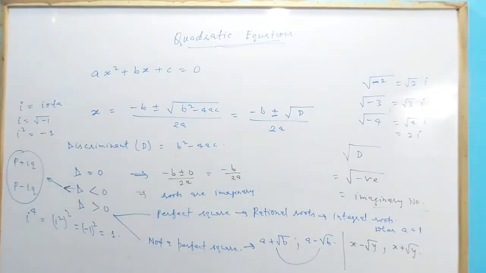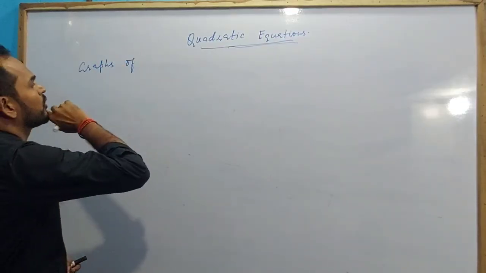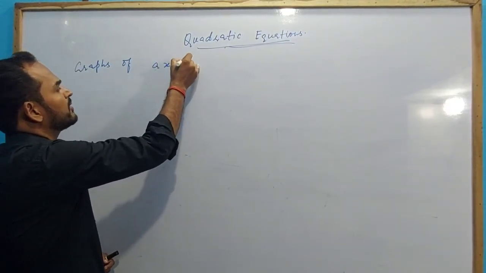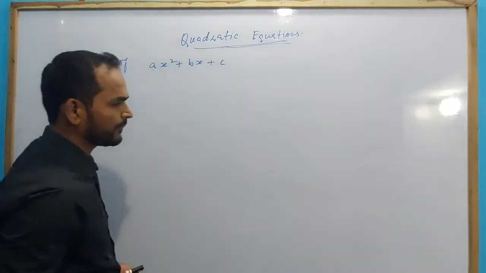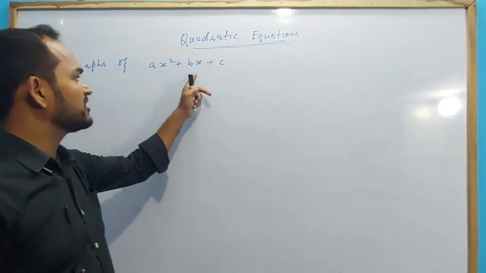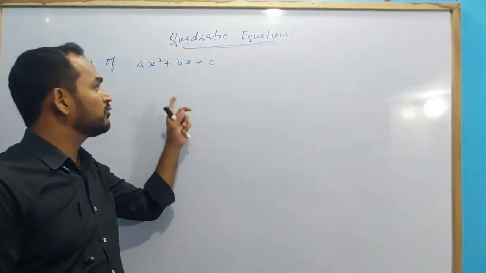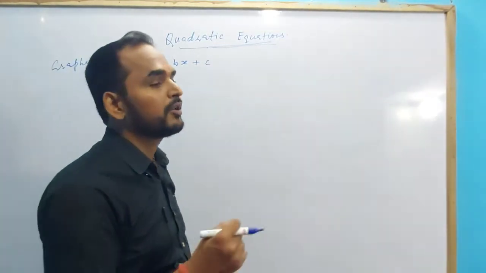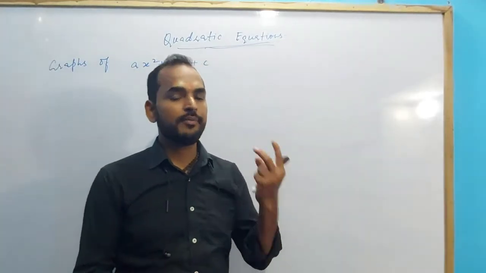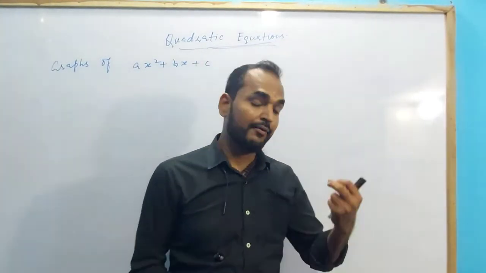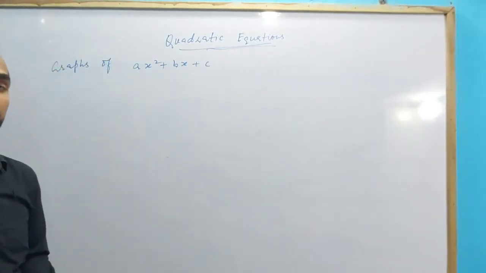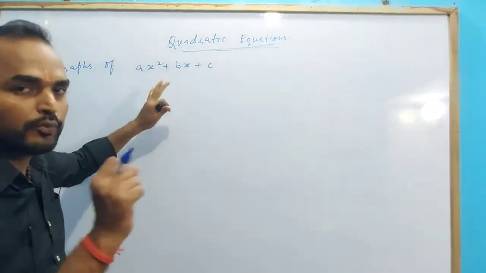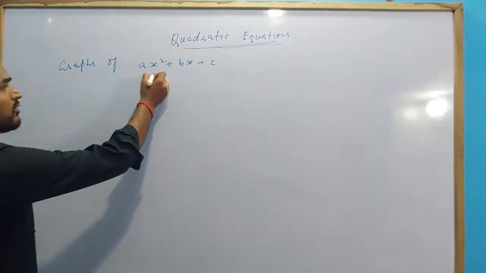Let's proceed. Graphs of a quadratic expression: graphs of ax square plus bx plus c. Just understand that ax square plus bx plus c is an expression, and you can find the graph of this expression. You cannot find the graph of a quadratic equation, because when it becomes an equation it gives you two roots, and when there are two roots, how can you draw the graph? You cannot. So you will draw the graph for the expression, not for the equation. Just keep it in mind.